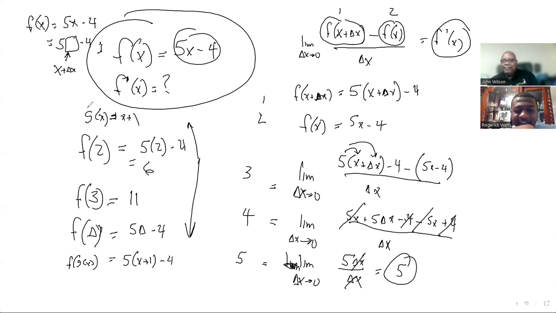Because it's all about A, not about B. It's what's going on at A we care about. I think just the 5 part kind of confused me. I feel like the 5 in step 1 was substituted for the f. No. I mean, f of x plus delta x is 5 times the quantity x plus delta x, minus 4.